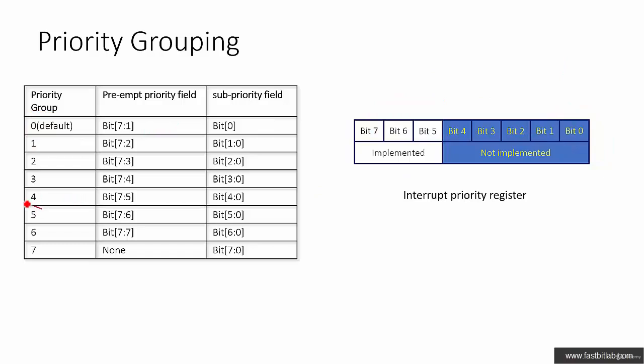That's it. Suppose the priority group is 5, then bits 7 to 6, that is, these two bits are used as preempt priority and all these other bits are used as subpriority. In this case, we have only 4 priority levels because there are only 2 bits allocated for preempt priority. We have 4 different priority values or priority levels like that. This is the concept behind priority grouping.